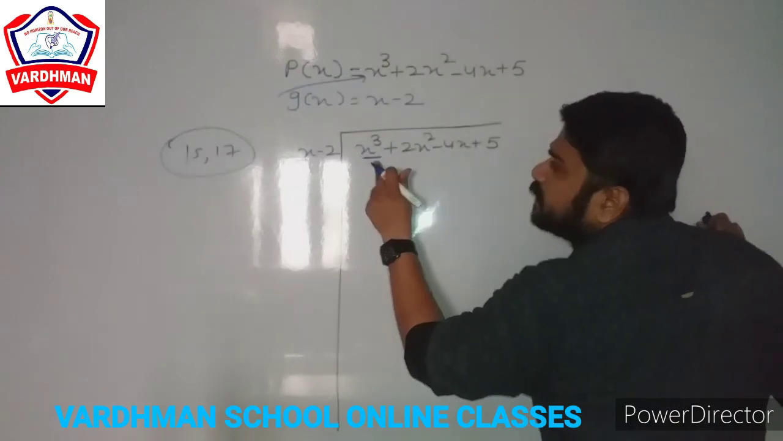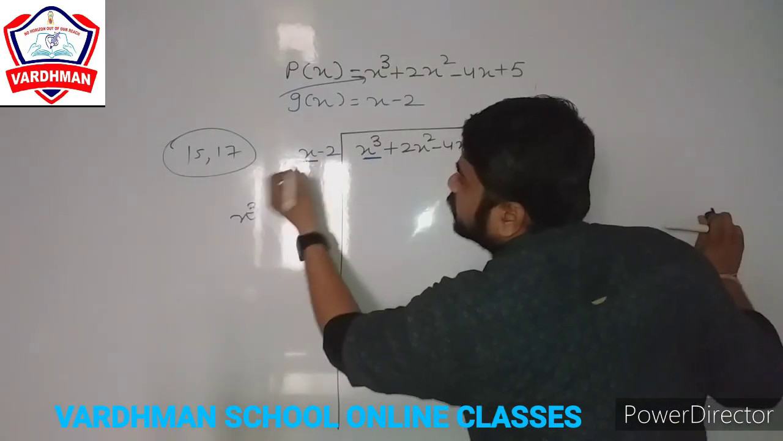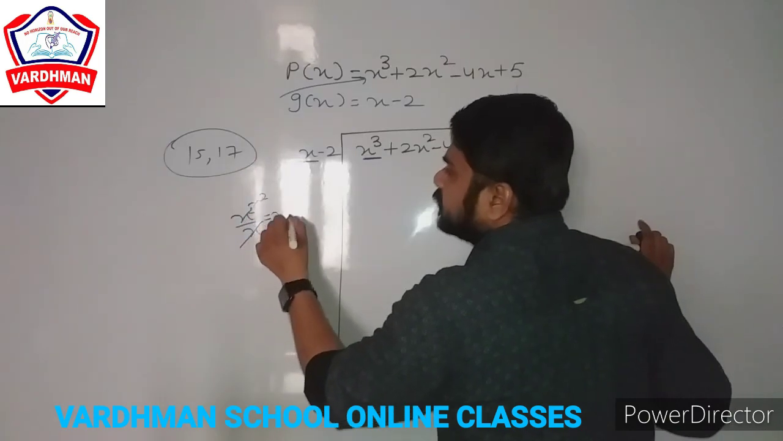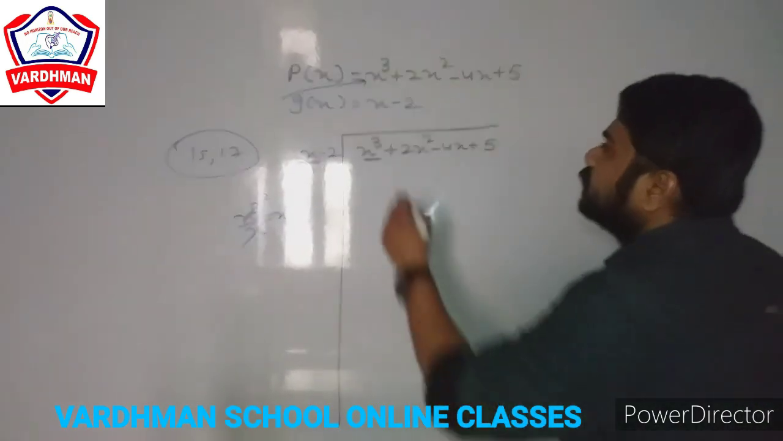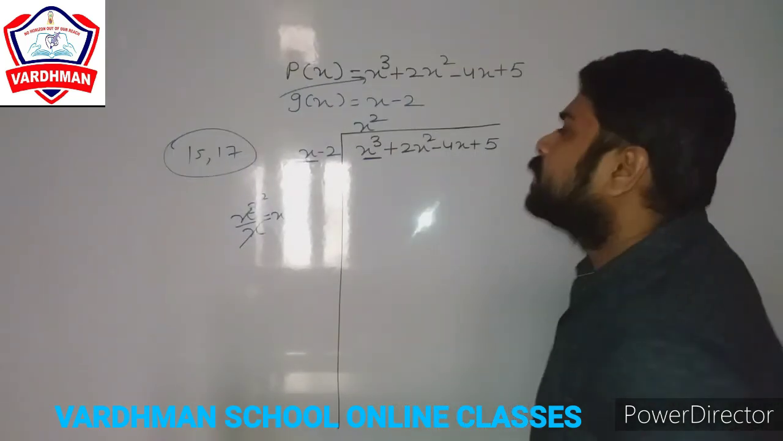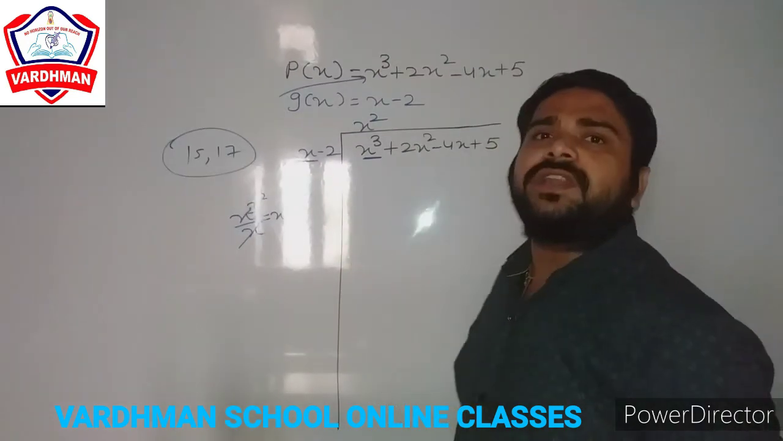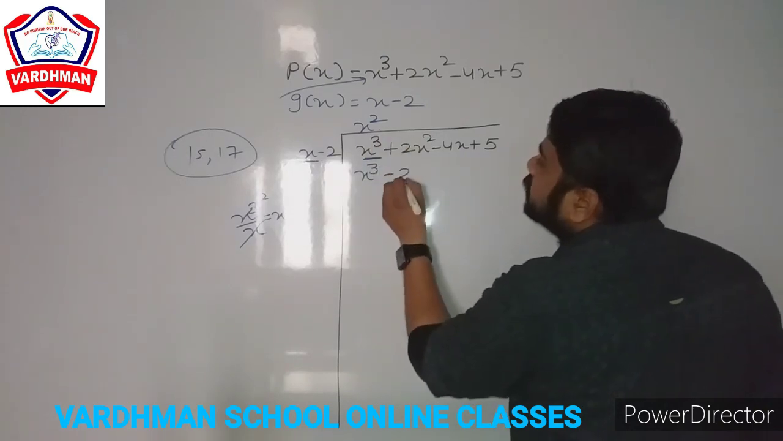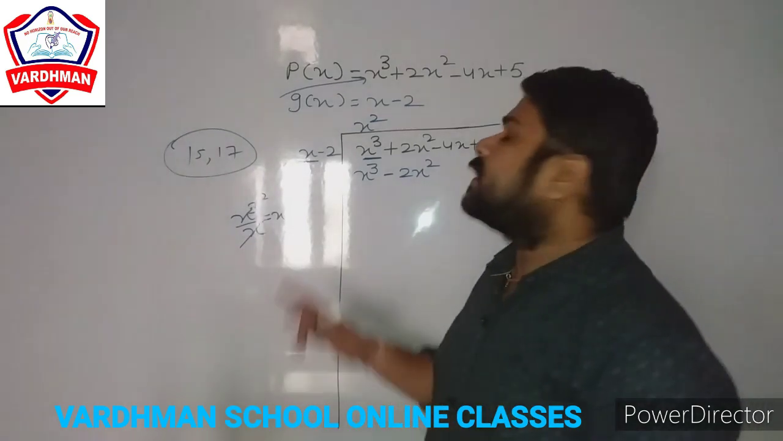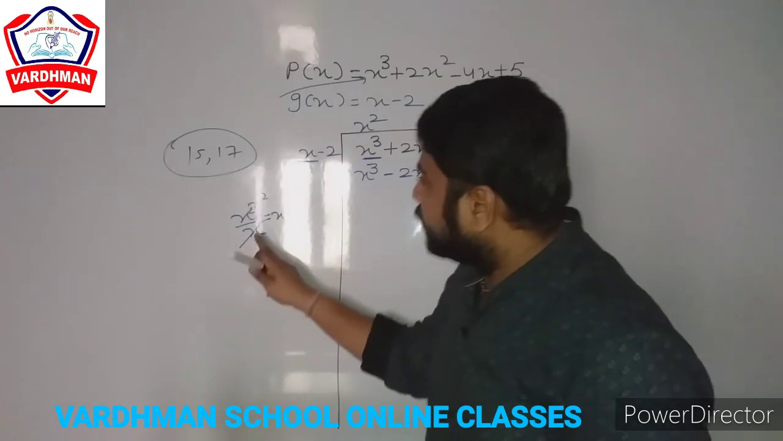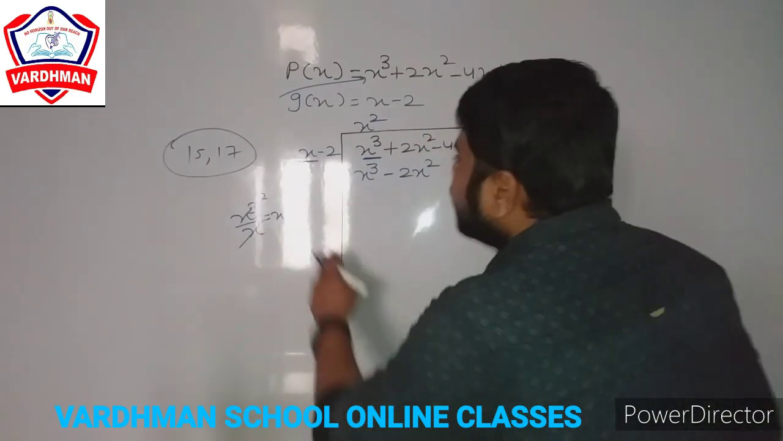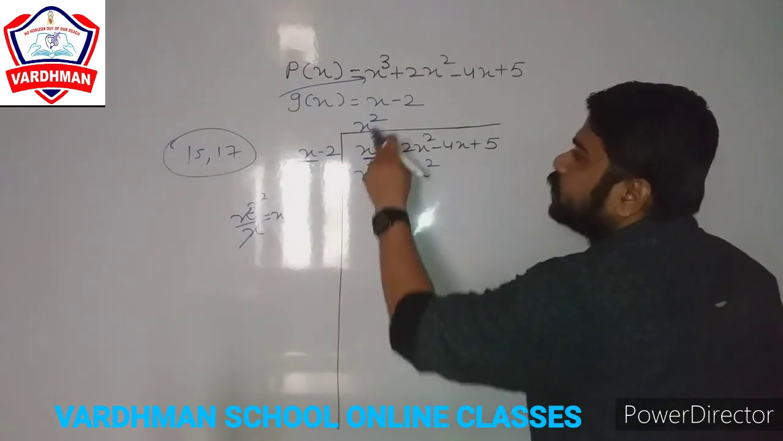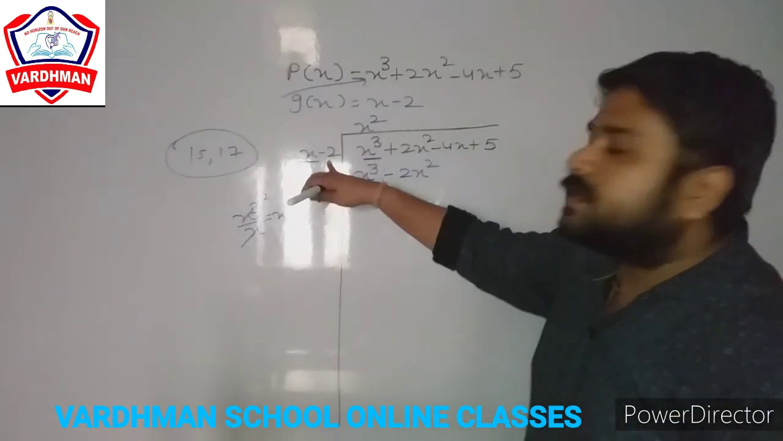Take the first variable x cube and the first variable x, separately divide them in rough, that is x square. ये x square आप यहाँ पुट कर दो. कोई डाउट ना? अब इस x square को दोनों टर्म से इंडिविजुअली मल्टीप्लाई करवाओ. x square into x, x cube, x square into minus 2, minus 2x square, because there is the minus.